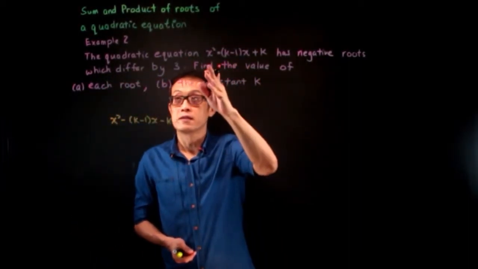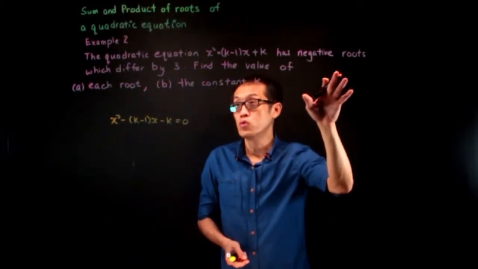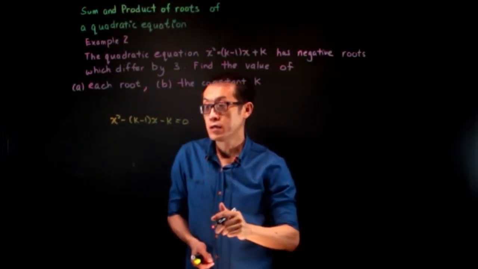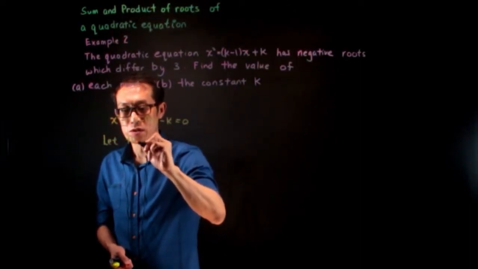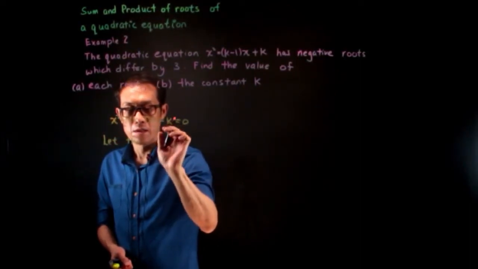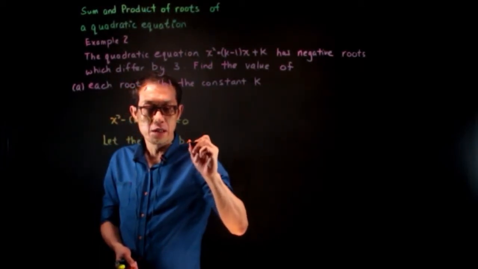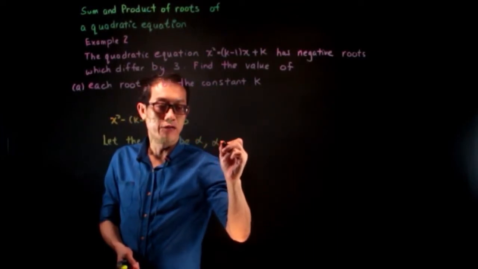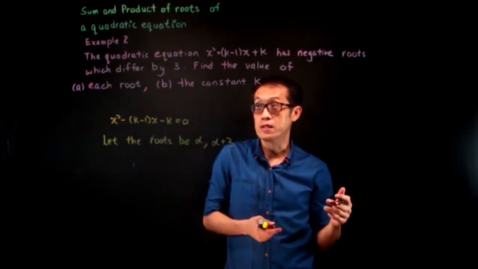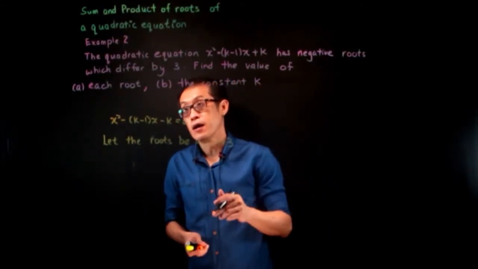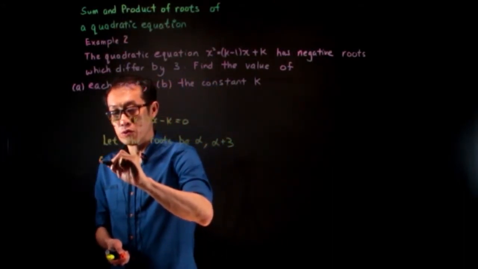Now, they say that this quadratic equation has two roots which differ by 3. So let the roots be alpha and alpha plus 3, because they say that the negative roots differ by 3. Now, they are asked to find the value of each root.